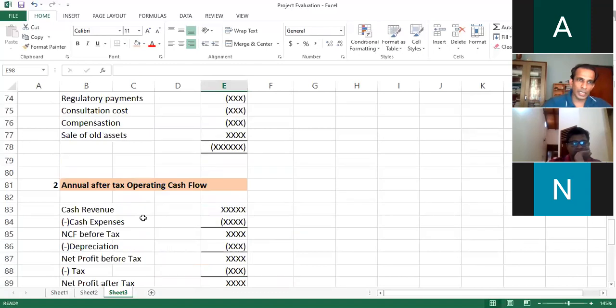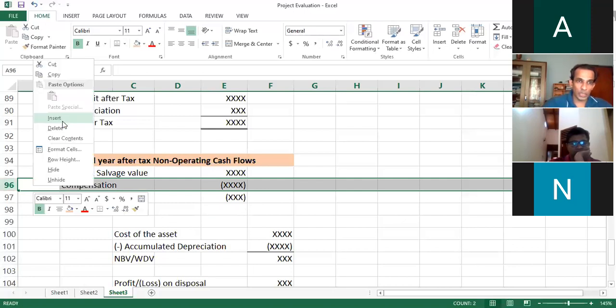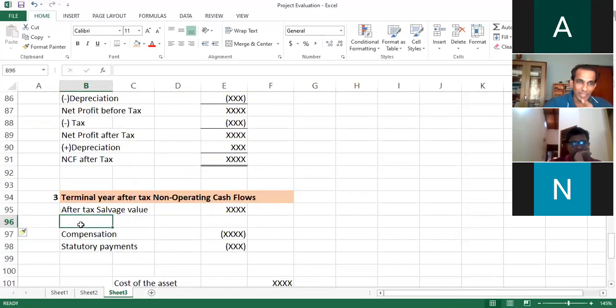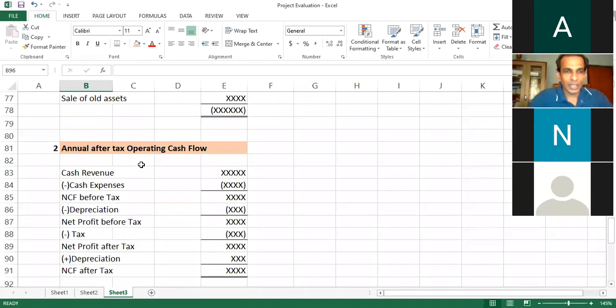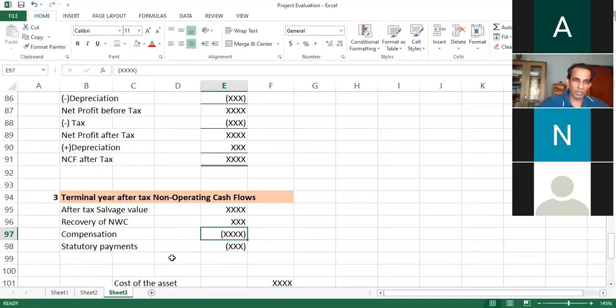At the point of starting the project, what are the cash flows? And at the point of closing the project, what are the cash flows? Fixed capital should be purchased at the beginning and can be sold at the end. What are the other standard cash flows? There is another cash flow which is almost standard for project evaluation: working capital. Working capital can be recovered, because initially a certain amount should be allocated, and at the end it can be recovered. So the recovery of net working capital is another inflow. And there may be some compensation, statutory payments, other fees. Any other possible cash flows?